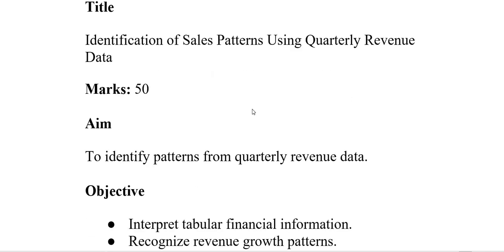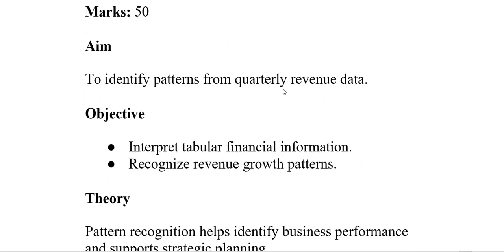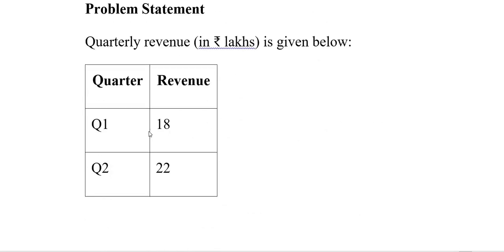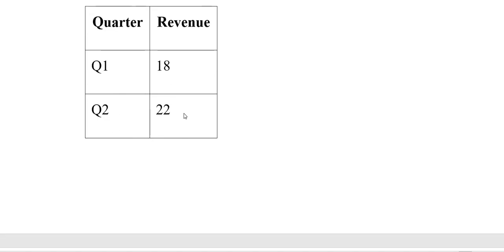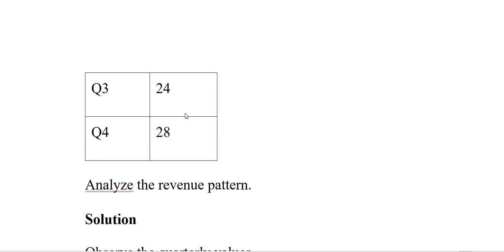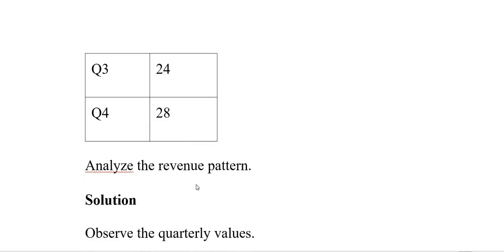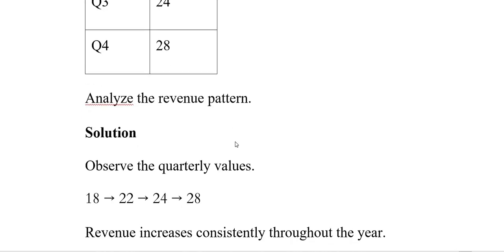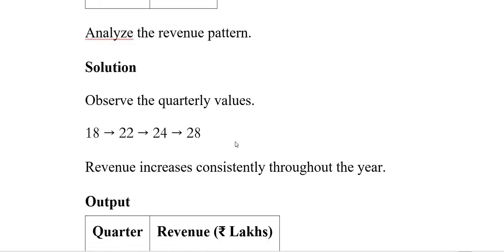Now coming to practical number 15, we have identification of sales pattern using quarterly revenue. We have to find the pattern again, but on which basis? Quarterly basis, right? So this is our question. In the first quarter the revenue is 18 lakh, in the second quarter 22 lakh, in the third quarter 24 lakh, and in the fourth quarter 28 lakh. We have to find the revenue pattern, right? We have to find the trend.